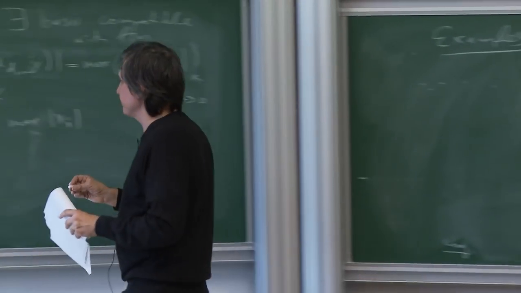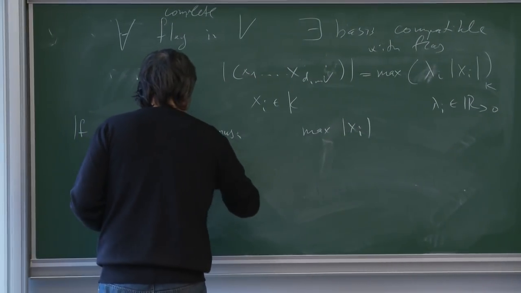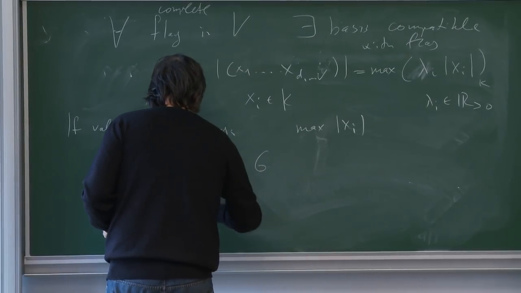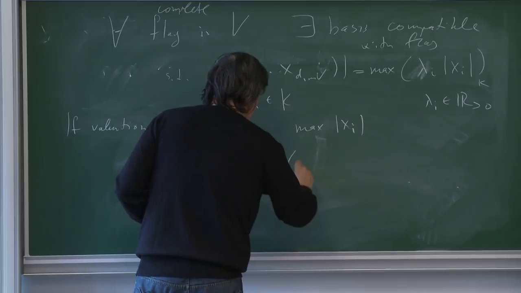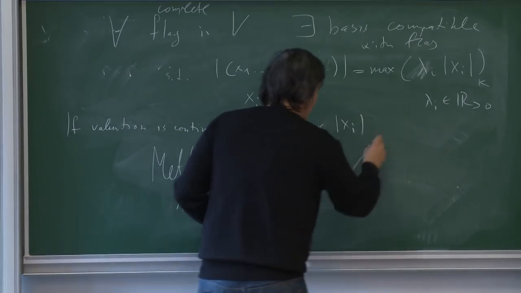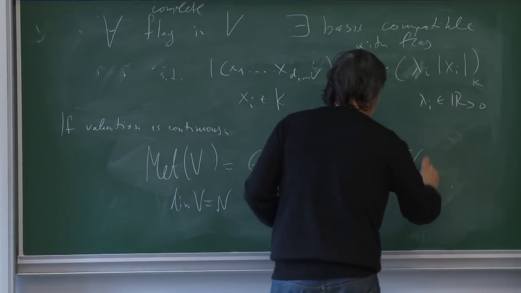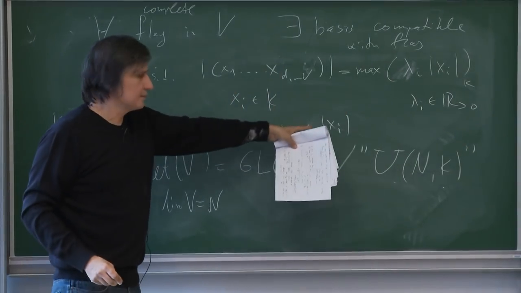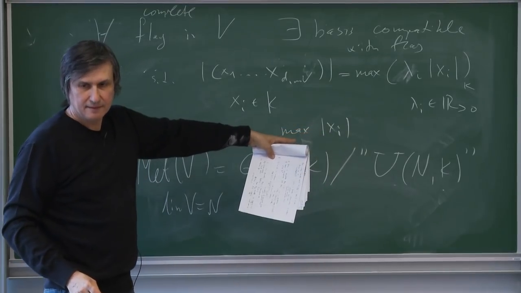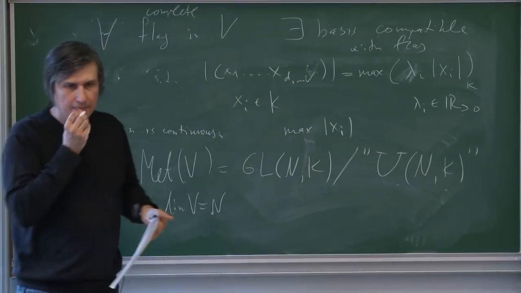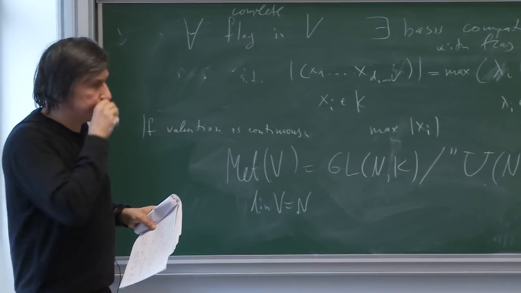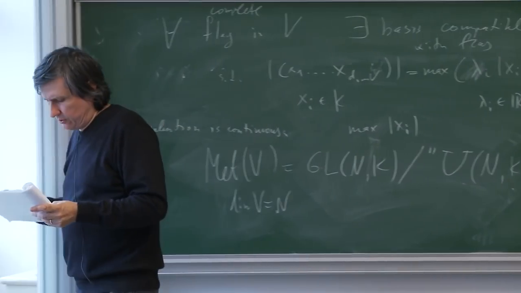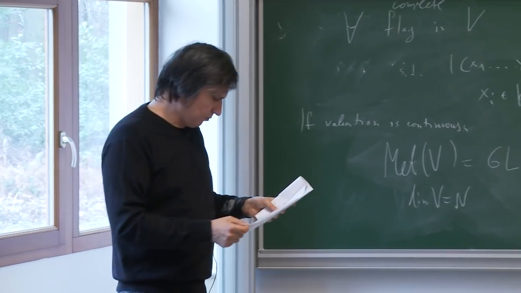And the space of metrizations, if the dimension of V is some number n, is just GL_n(K) divided by the analog of the unitary group, which consists of transformations preserving the standard norm in coordinate space. Yeah, so it's completely parallel to usual complex geometry. And in the non-continuous case, the story is a little bit more complicated.